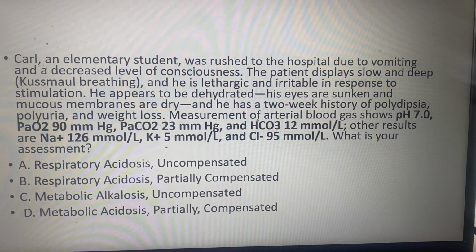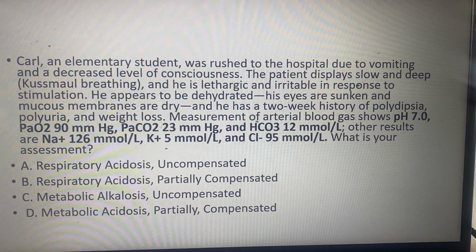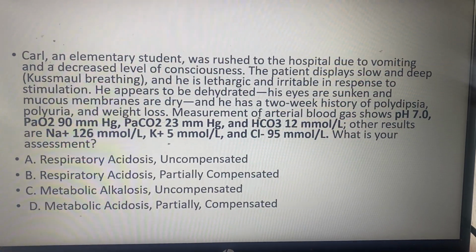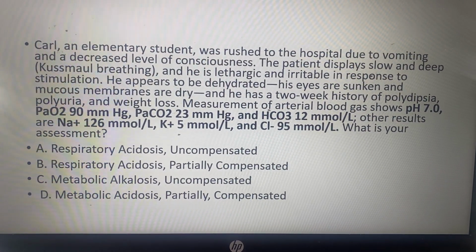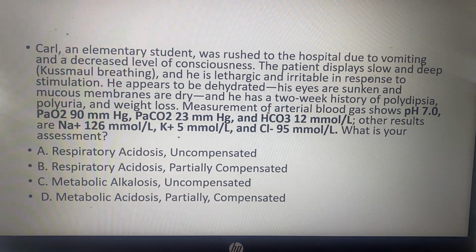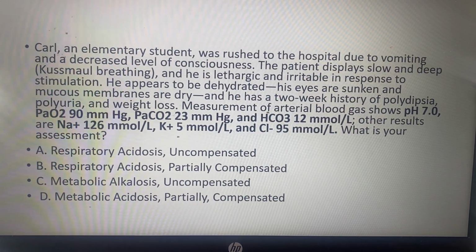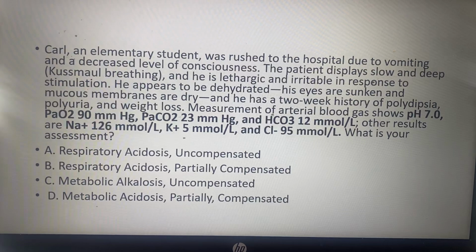He appears to be dehydrated. His eyes are sunken and mucous membranes are dry, and he has a 2-week history of polydipsia, polyuria, and weight loss. Measurement of arterial blood gases, what do we have? pH of 7.0, PO2 of 90, CO2 of 23, HCO3 of 12. Other results: sodium 126, potassium 5, and chloride 95.